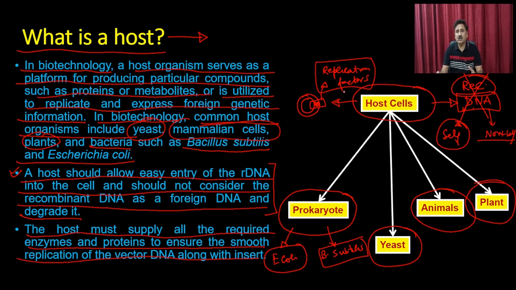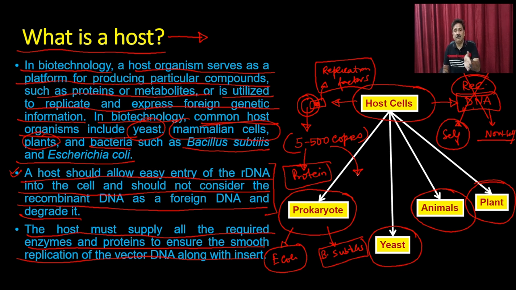So, all these replication factors should be supplied by the host, so that when you insert one copy of this particular DNA, it should actually give you 5 to 500 copies of this particular DNA, so that they are going to propagate, and that is how they are going to give you a large quantity of protein, or they can be utilized for other kinds of downstream applications, such as if you want to utilize this particular host only for cloning purposes and so on, right.